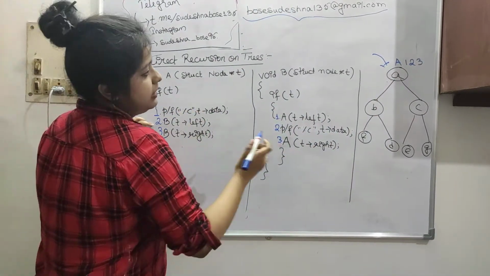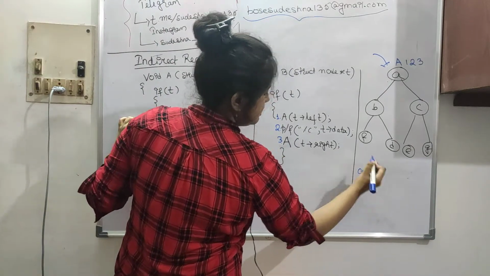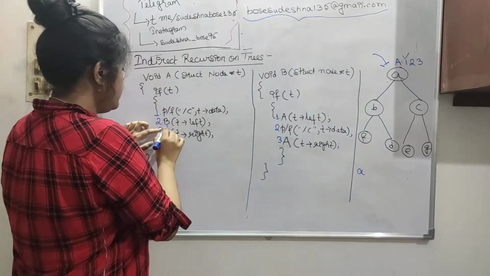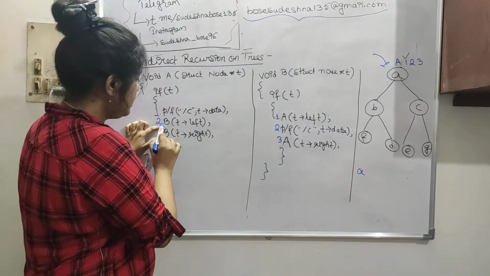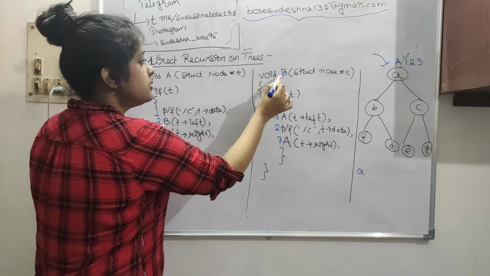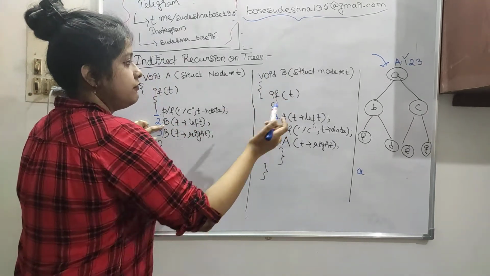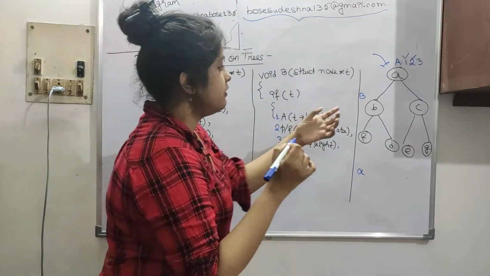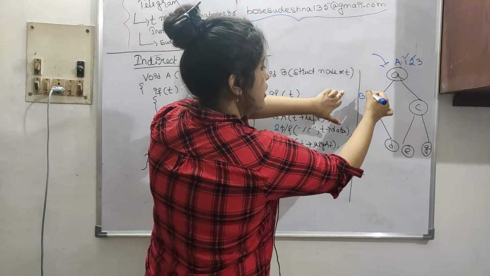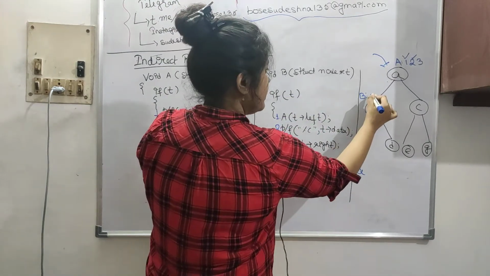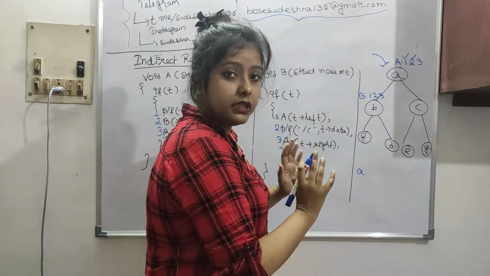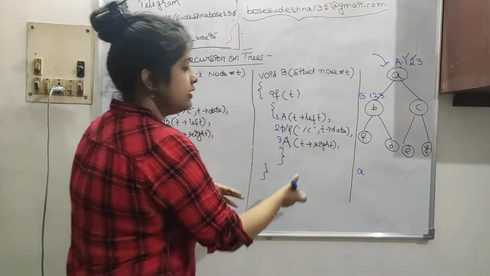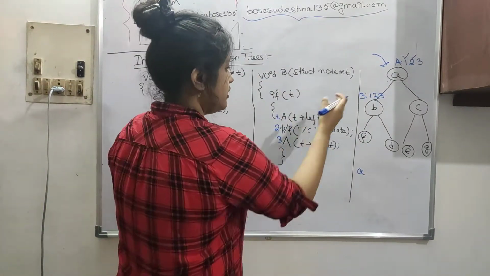Printf T arrow data. So T arrow data means A is printed. Done. Now 2 means, look carefully, B T arrow left. So we have to call the function B and do T arrow left. Here we are calling the function B and doing 1, 2 and 3 on B. This is very important. We are calling B and doing T arrow left. We will do all this, so it will be clear with more nodes.